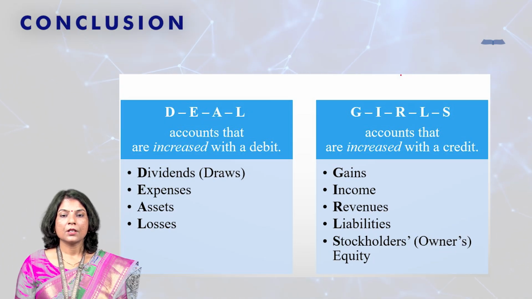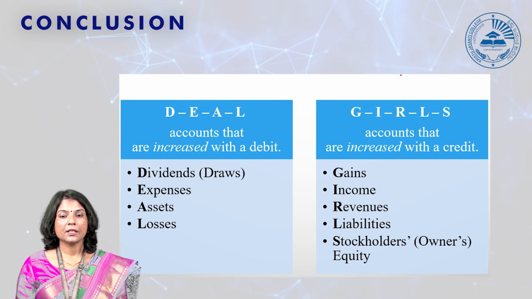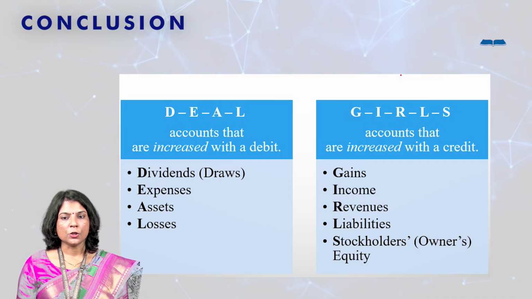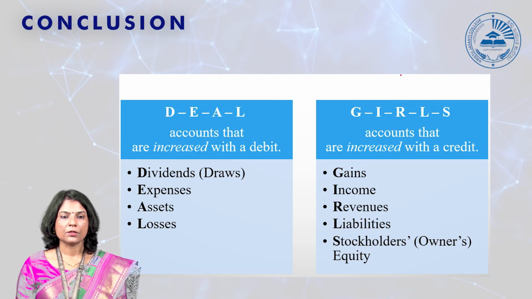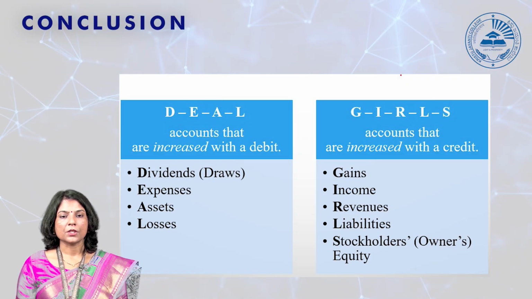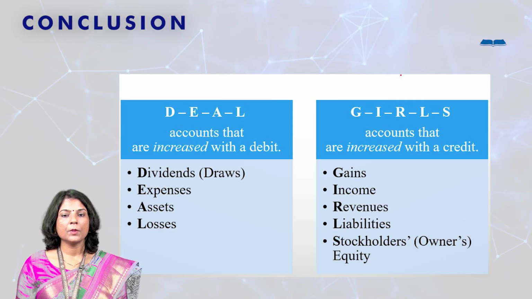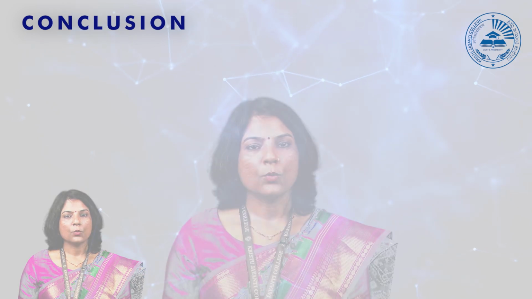The next is GIRLS accounts, which are increased with a credit. In GIRLS, G represents gains, I represents income, R represents revenue, L represents liabilities, and S represents stockholders' or owner's equity. So these are the different accounting transactions through which you can understand which accounts are increased with a debit and which are increased with a credit. I hope you have understood the concept of debit and credit and how it impacts different account types.